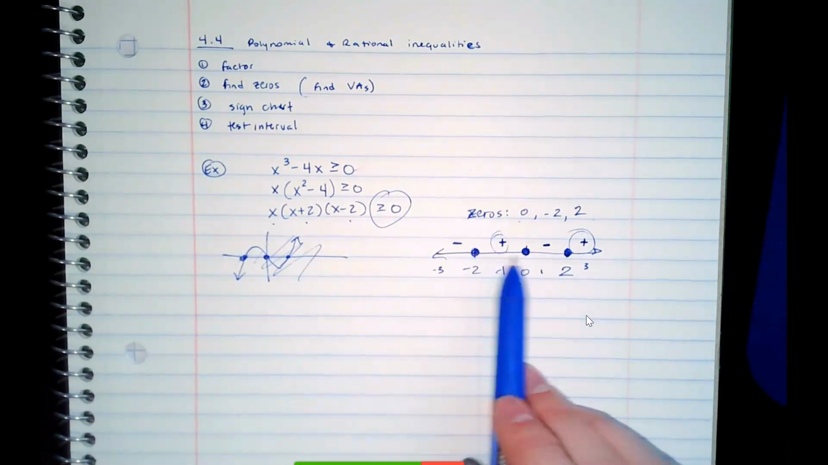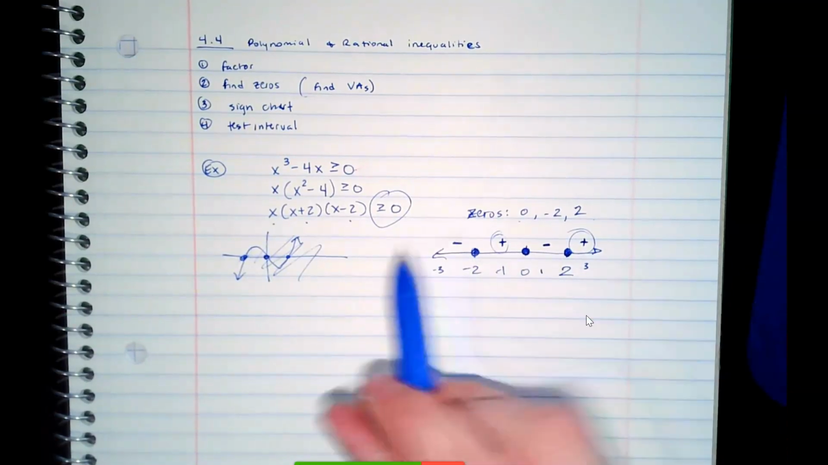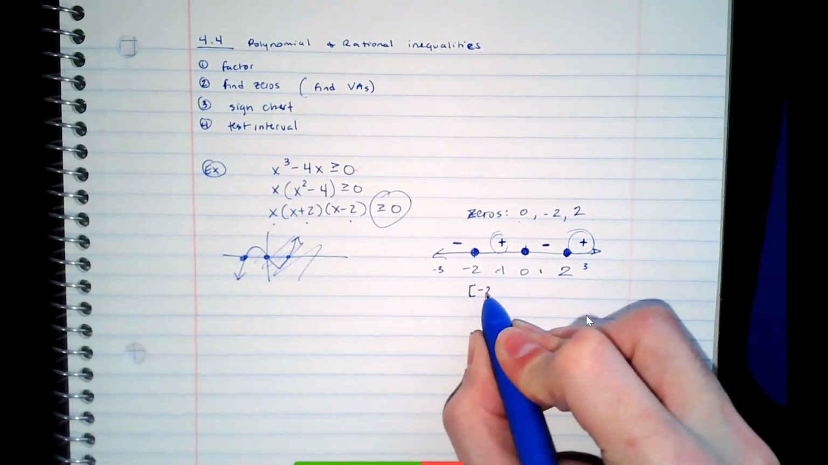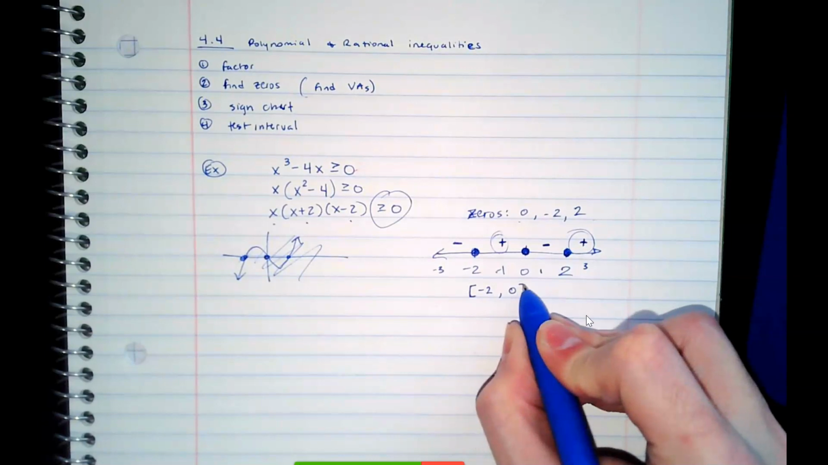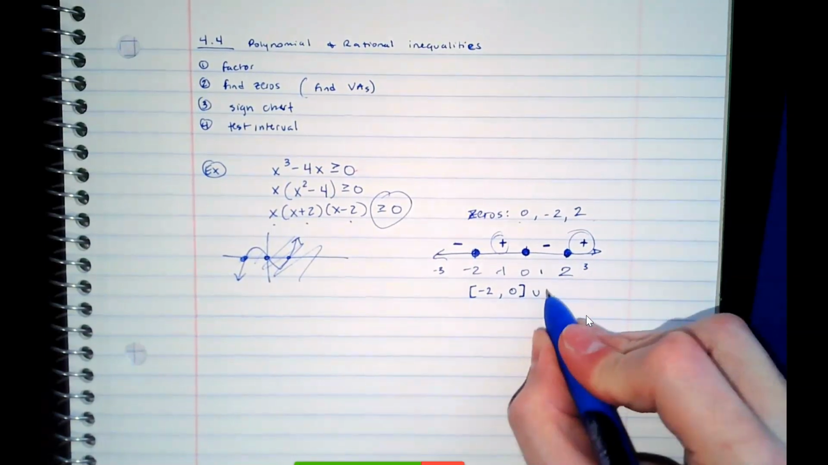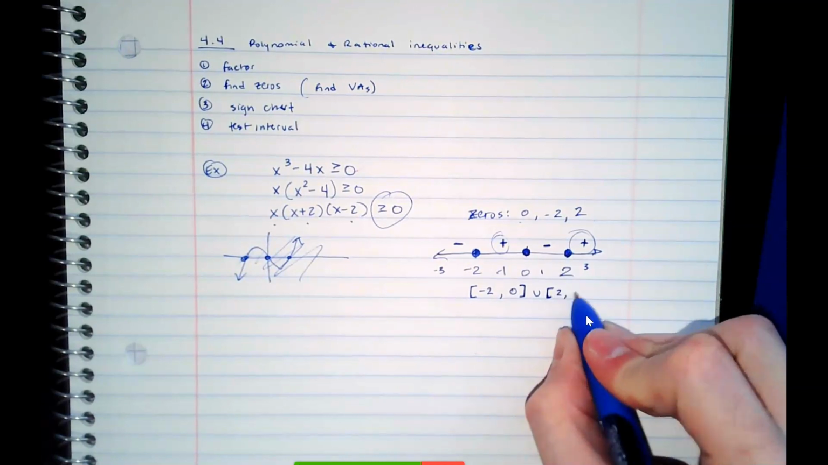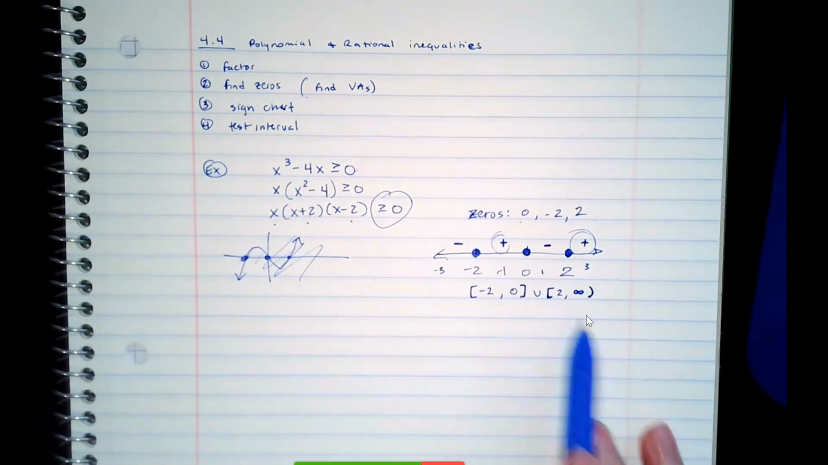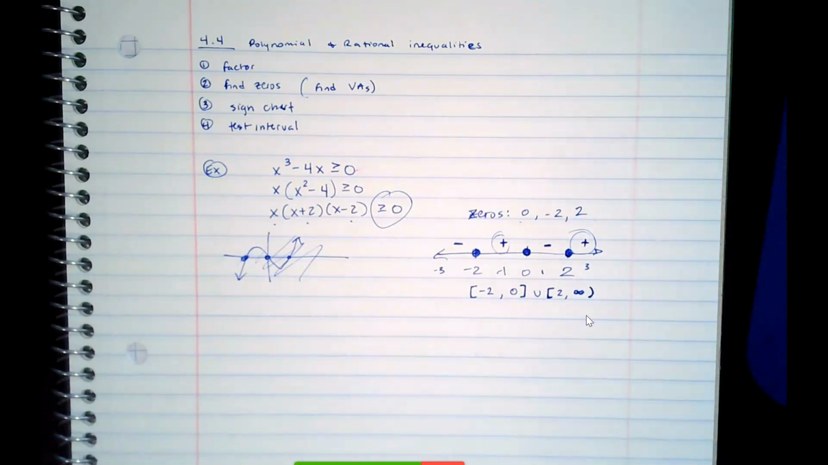So our answer, included endpoints or equal to stuff, you need brackets. -2 to 0, and then it's also from 2, bracket 2 to infinity. Infinities always get parentheses, so that's the only place where there's a parenthesis.